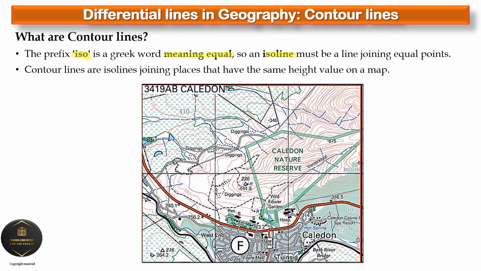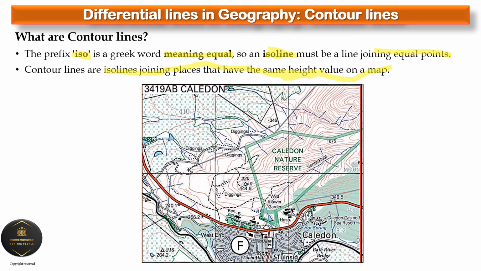So an iso line is basically a line that joins places of equal something, or places of equal points, right? Now going back to contour lines. Contour lines are basically iso lines joining places that have the same height value on a map. So contour lines are iso lines joining places that have the same height value on a map, on a topographical map and an orthophoto map.